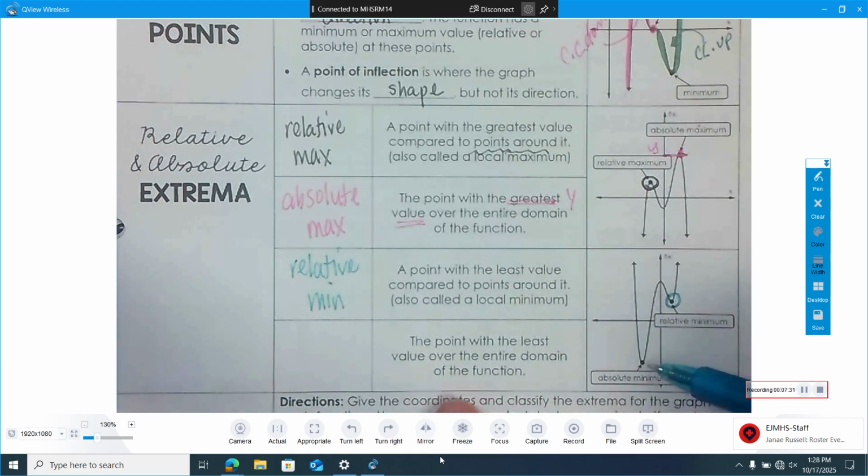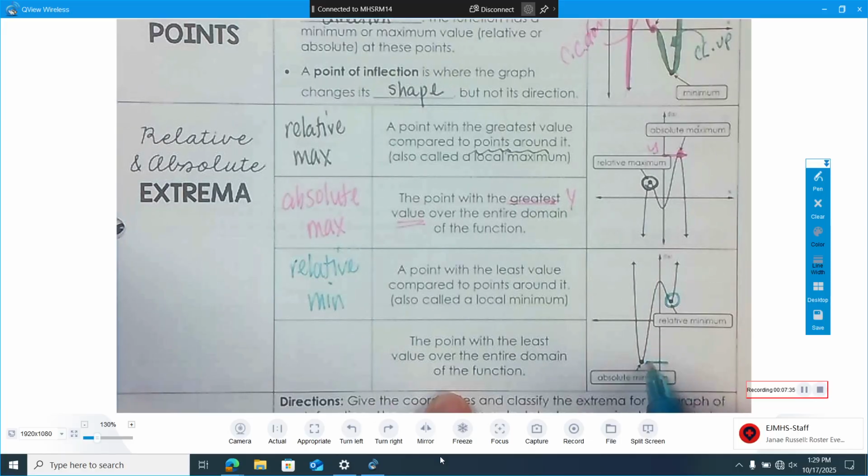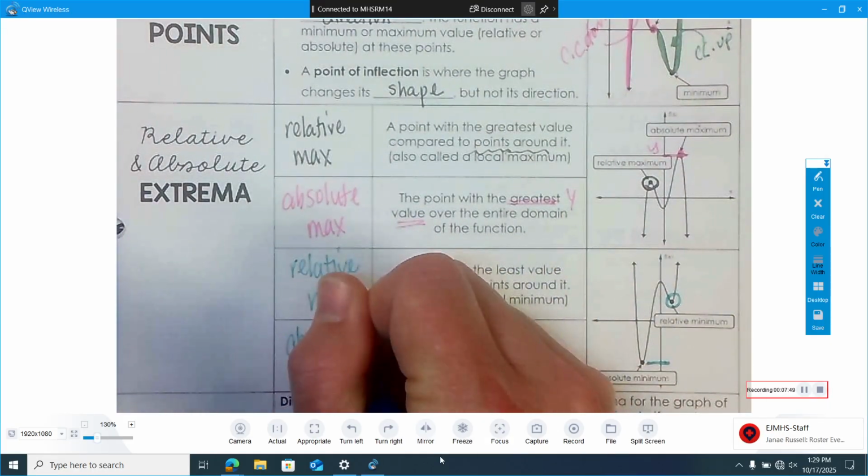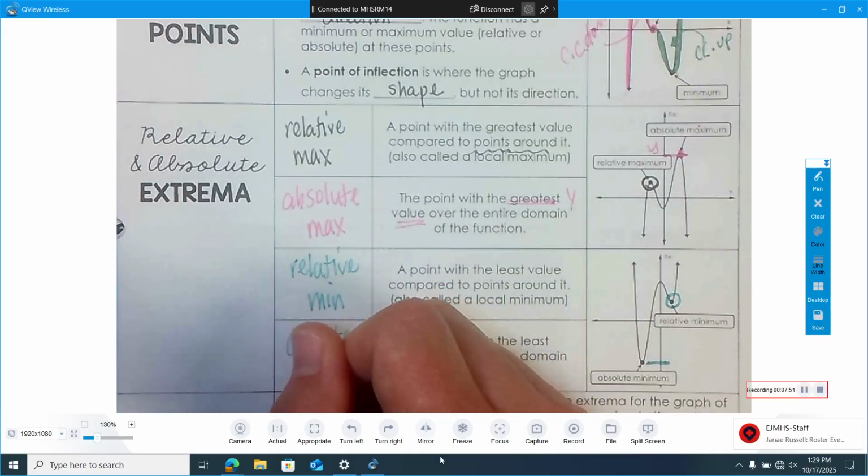Versus this guy right here, the point with the least value, he is absolutely the smallest y value right at the bottom of the curve there. Does that make sense to you? All the other y values are higher than that, correct? So this is the absolute minimum, which is pretty easy to see, I think, usually.